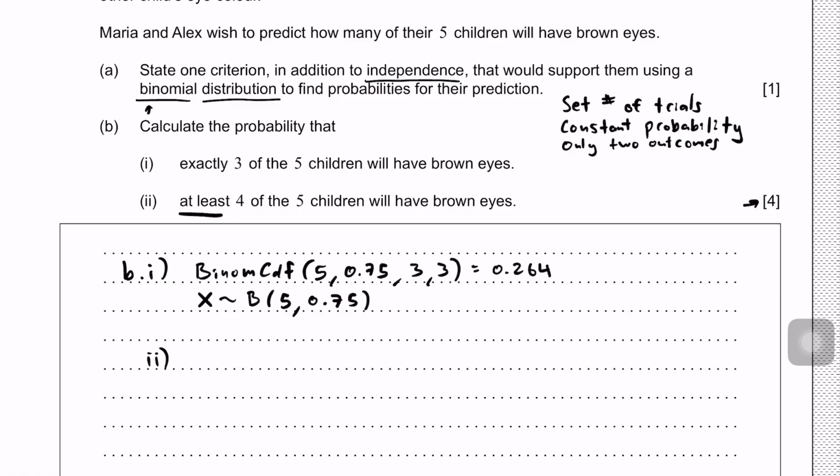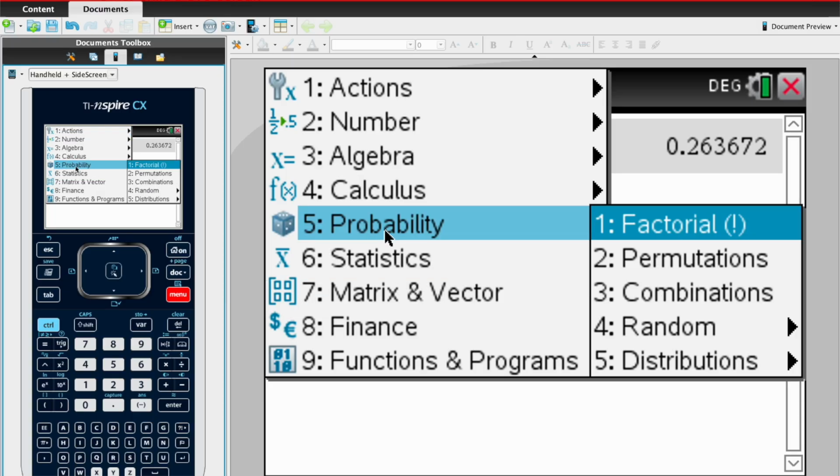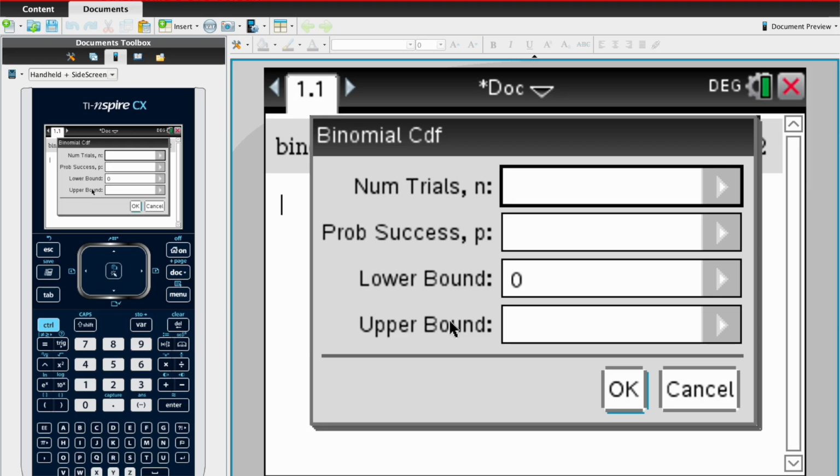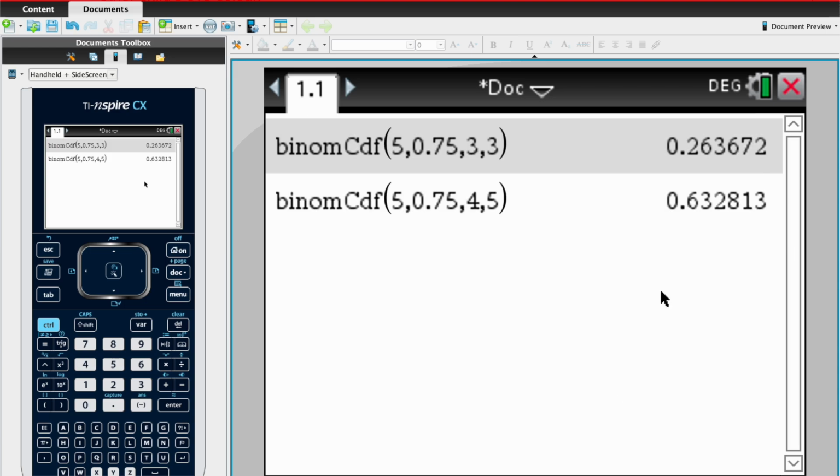At least 4 of the 5 children will have brown eyes. All right, so now we have a minimum and we can have a maximum. So we can have either 4 or 5 children having brown eyes, but we have the inclusive, at least 4. So here we are on the calculator, probability distributions, binomial CDF. Once again, number of trials is 5, probability of success 0.75. Lower bound is 4, upper bound is 5. All right. So in this case, there is roughly a 63% chance that at least 4 of the 5 children will have brown eyes.